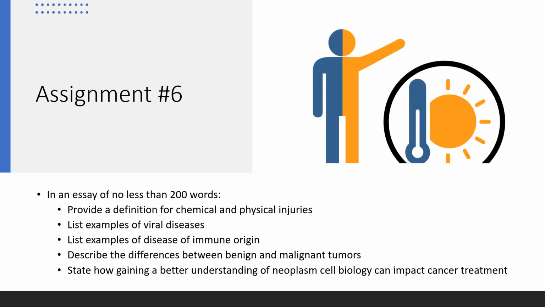Okay, so we've reached the end of today's lecture, and for assignment number 6, I'd like for you, in an essay of no less than 200 words, to provide a definition for chemical and physical injuries, list examples of viral diseases, list examples of diseases of immune origin, describe the differences between benign and malignant tumors, and state how gaining a better understanding of neoplasm cell biology can impact cancer treatment.